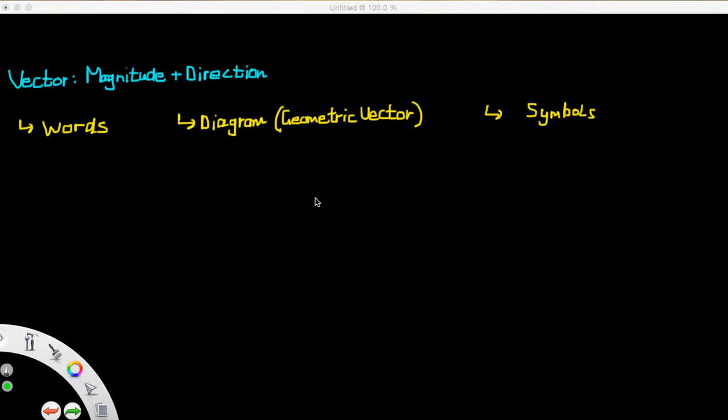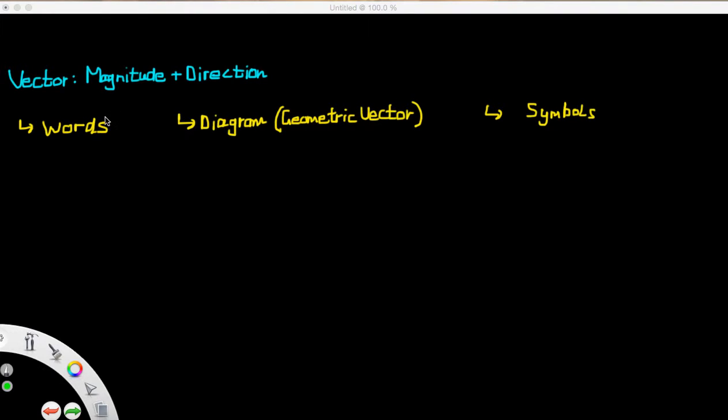Welcome back everyone. In our last video we looked at the definition of a vector. A vector is any quantity that describes magnitude and direction. Now there are several ways of representing a vector.